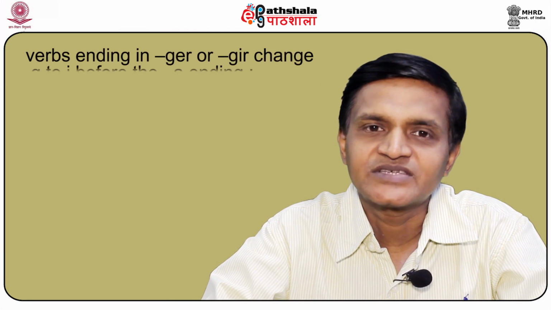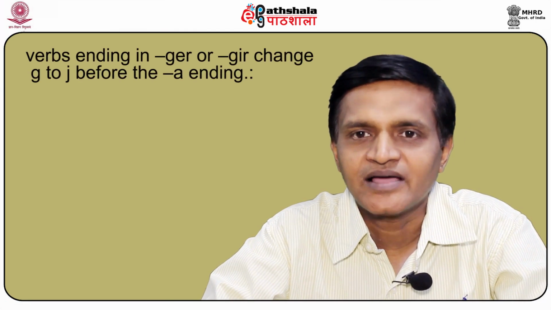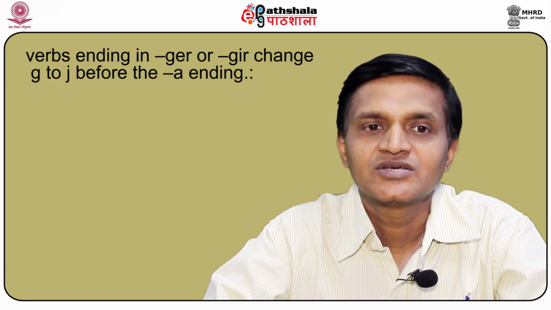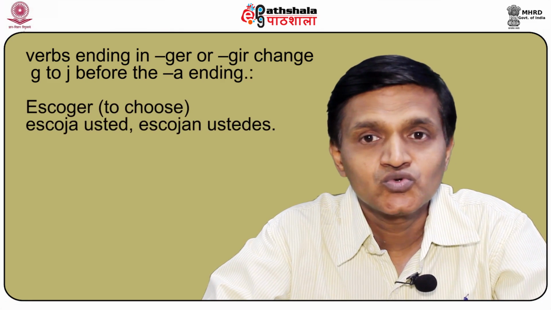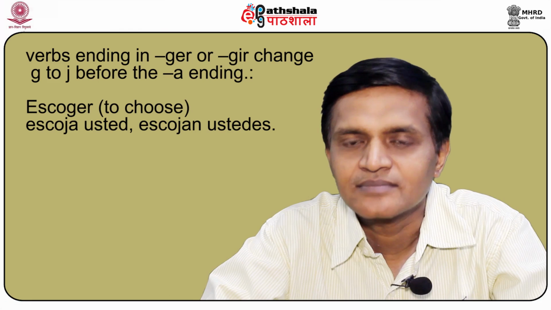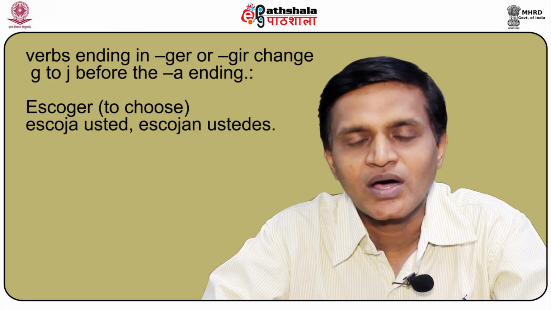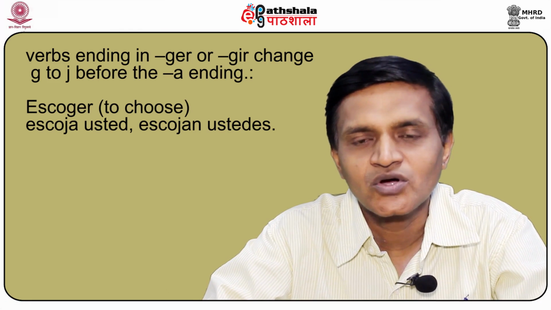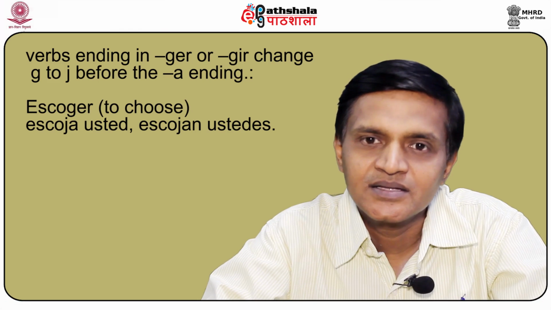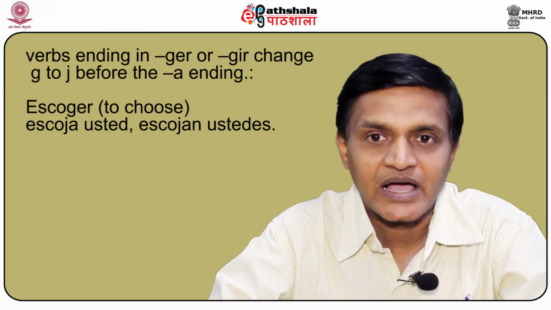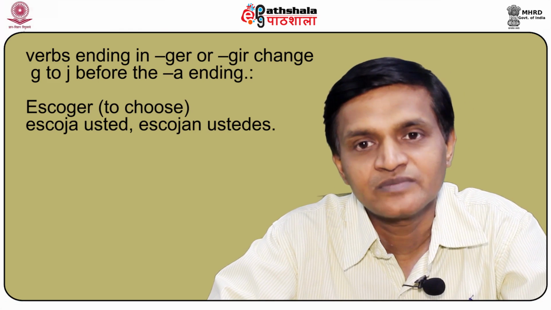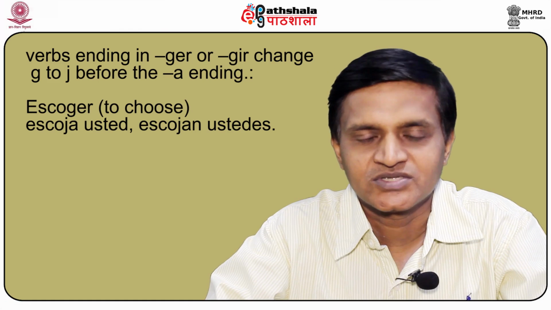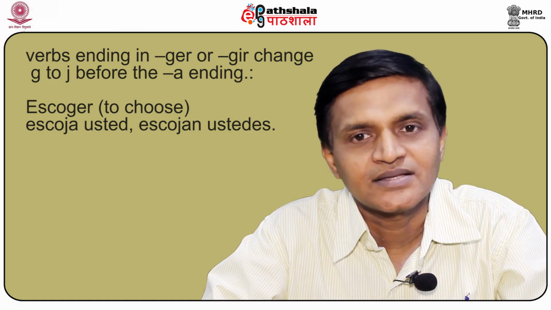What happens in verbs ending in GER or GIR? They change the G to J before the A ending. So, escoger, to choose, changes into escoja. Ustedes escojan or escoja usted, which we had also mentioned when we had talked about this verb coger in the previous few minutes when we were talking about these verbs in the video. So, escoger, to choose, becomes escoja usted or escojan ustedes.